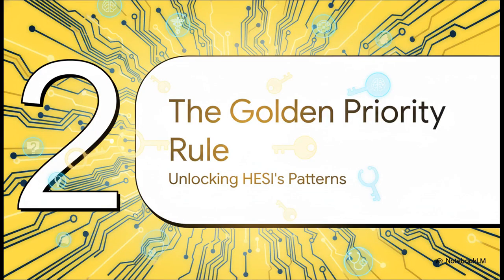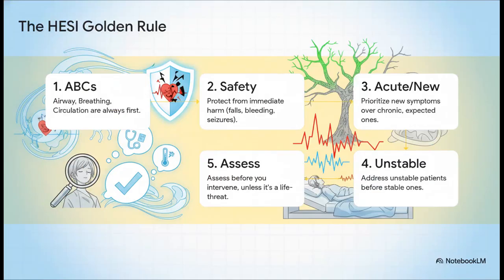So the big question is, how do we spot those patterns? Well, there's kind of like a master key, a secret sauce, if you will, to unlock this whole thing. It's one single rule that you have to apply to pretty much every single question. And here it is. This is the golden rule. You have to burn this into your brain.